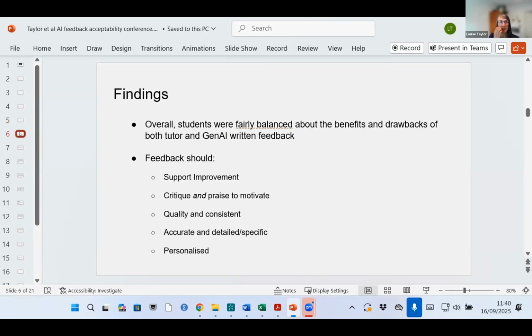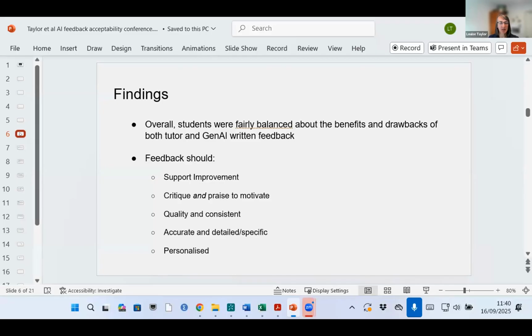So what I'm going to do is share the findings in terms of what students were saying was positive about GenAI and what they felt was negative about GenAI. But in doing so, they also did that in the context of recognizing the limitations and the benefits of us, the humans, giving them feedback as well. So overall, they were really balanced about the potential benefits and drawbacks of both tutors' feedback as well as the feedback that could be produced by GenAI.